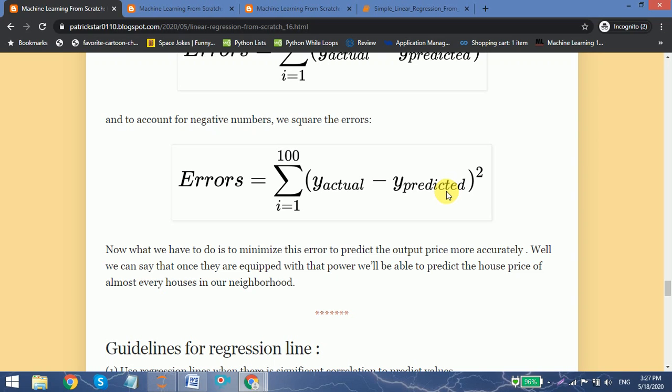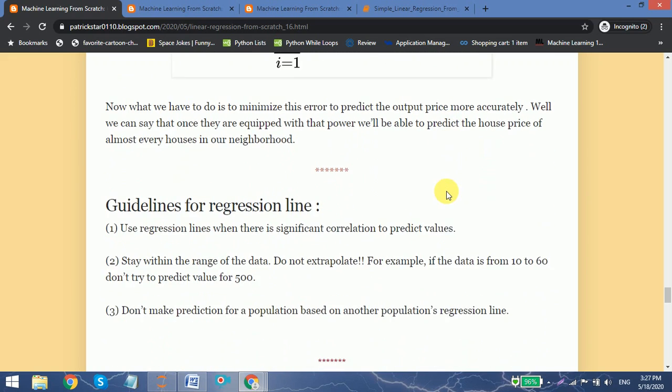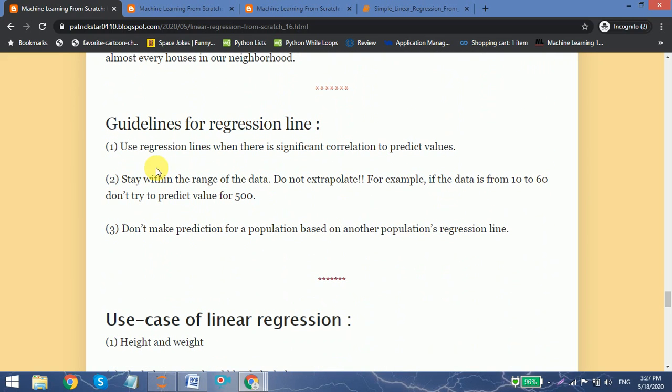Okay, so now here are some guidelines for the regression line. First is to use regression lines when there is significant correlation to predict values. It means that we don't generally use a regression line when it doesn't fit our data set, right? If we have a data set that is scattered all over the coordinate plane, then we might be reluctant to use a single regression line, right?